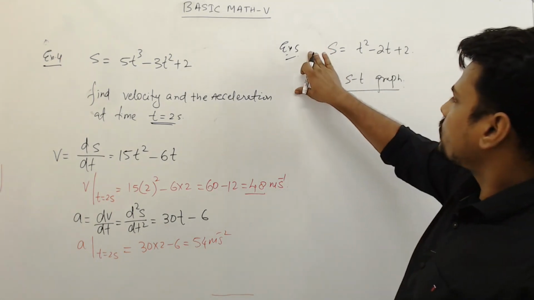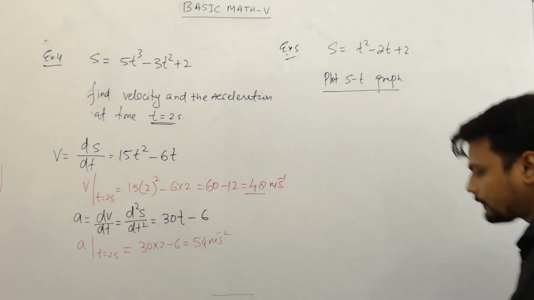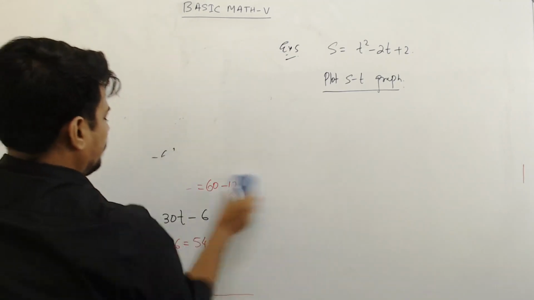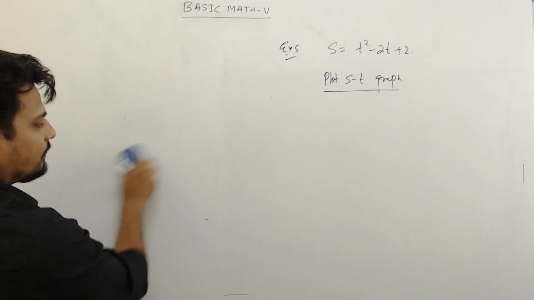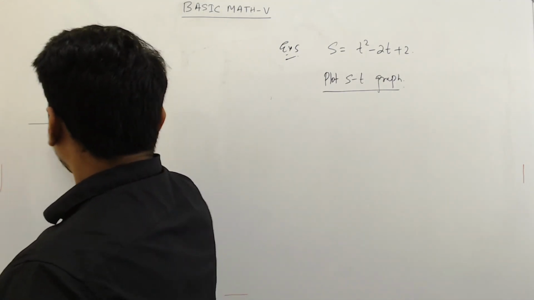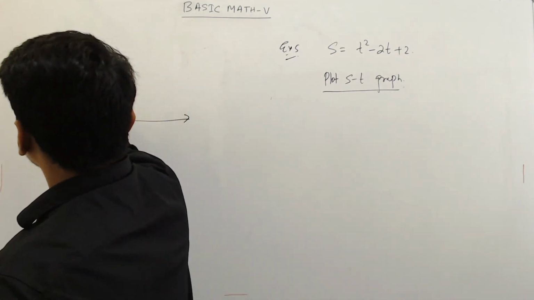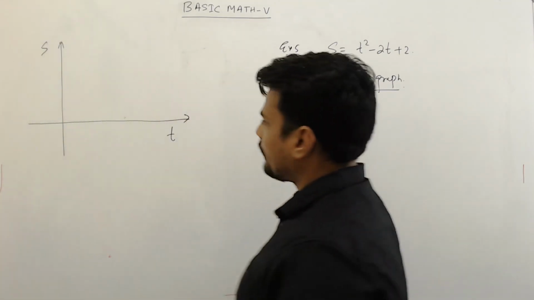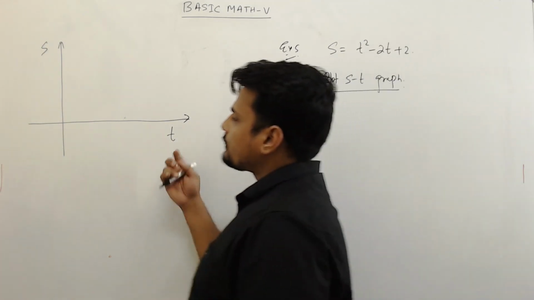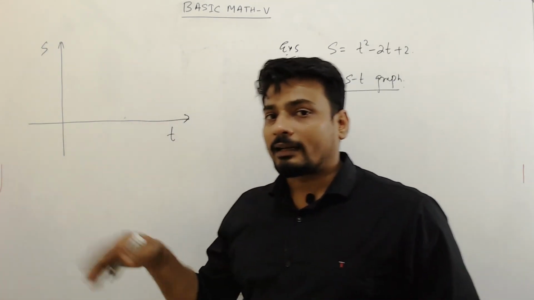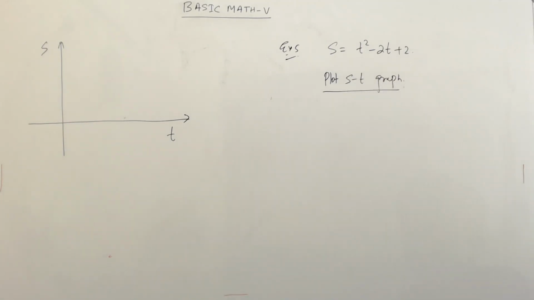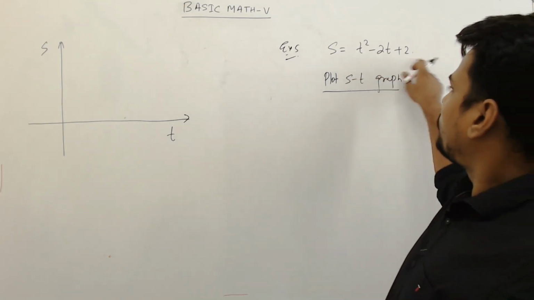Well, first of all, whenever we have to plot the graph of any two variables, let us draw them first. Maybe I'm going to use this part. So let us first draw the axes. Here, let's say this is your S axis and this is your T axis. Now the basic criteria is to find at time t equals 0, where is the body, and at what time the displacement is 0. But before we get into that, this looks like a parabola for sure.